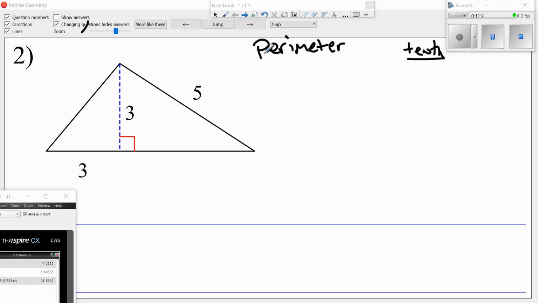Okay, round to the nearest tenth perimeter and nearest tenth. I'll pause and give you a chance to work it on your own, and then you can come back and check my answer. And I'll do it real fast.